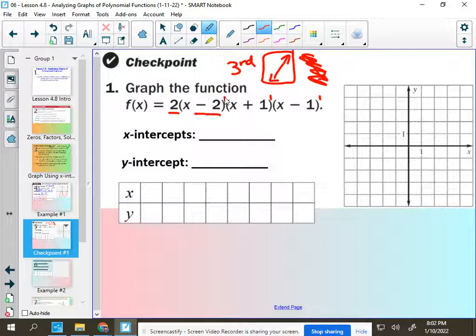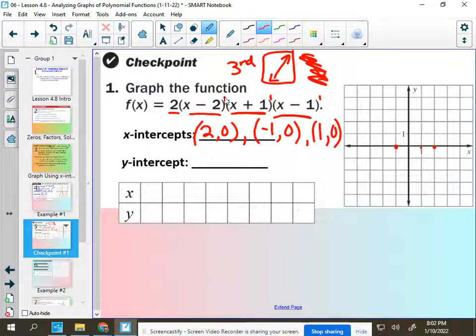They're all individual, all 3 are different, I guess. There's no repeaters. So I've got the point 2, 0, the point -1, 0, based off of that one, and the point 1, 0, based off of that one. So no repeaters. These should all be passed through because they're odd.